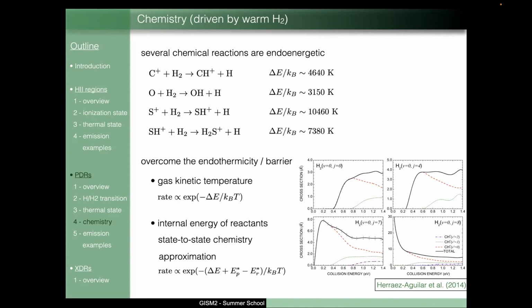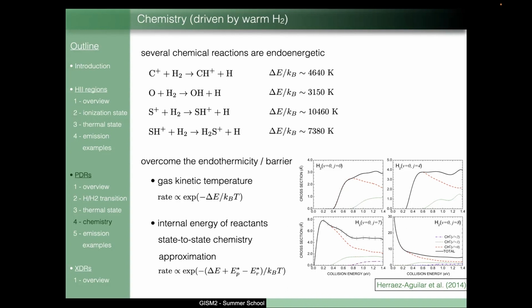But there is another channel to overcome endothermic reactions, which is through the internal energy of the reactant. So how does it work? The same way as the heating by H2 works. Basically, you have H2, there is a radiation field, H2 can absorb this radiation field and it will lead to the excitation of H2 in low vibrational levels. And this leads to a channel of energy from the radiation field to the internal energy of H2.